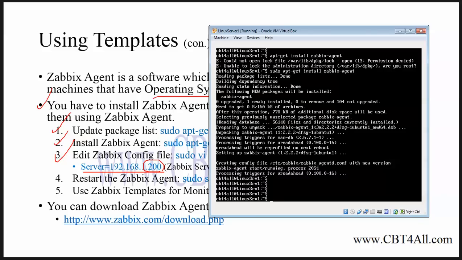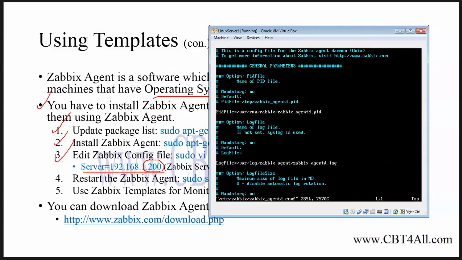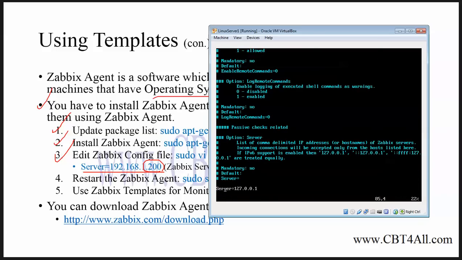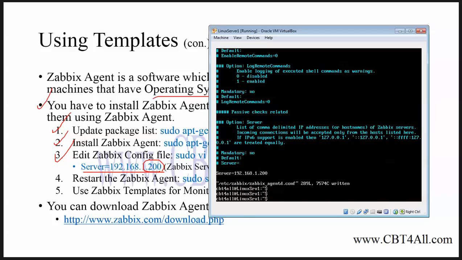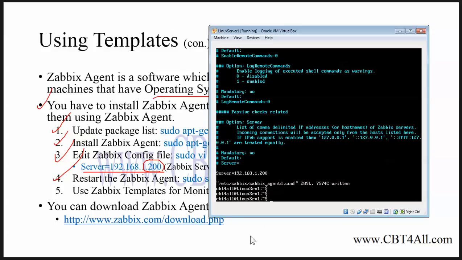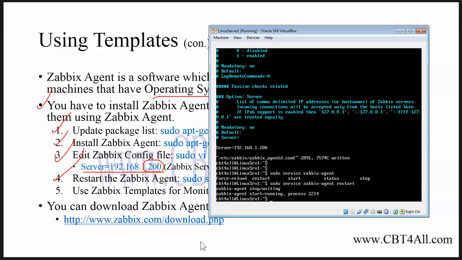So let's jump into Linux. sudo vi /etc/zabbix/zabbix_agentd.conf. Go down, down more to find the server here. Server equals 192.168.1.200. Okay. The next stage is to restart the Zabbix agent service on the Ubuntu. Come here. sudo, what was the command? sudo service zabbix-agent restart.